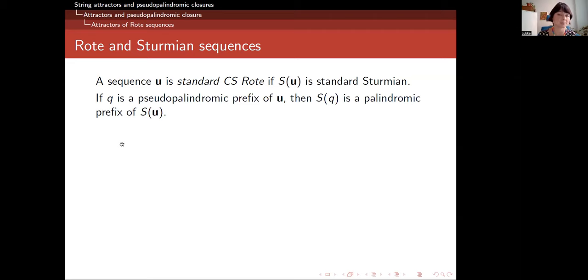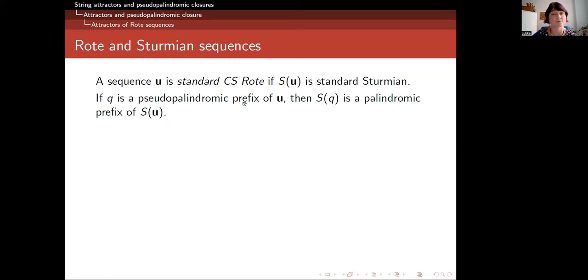Now, knowing this connection between pseudopalindromic prefixes of Rote sequences and palindromic prefixes of S of U, of the corresponding Sturmian sequence, it was quite easy to see that there will be attractors for pseudopalindromic prefixes of size 4. And when I described those attractors, Veronica could check with her program that in fact not all 4 positions were needed, but always just 2 positions of those attractors were needed. So this was the way we could see that probably attractors of size 2 would be sufficient. And indeed, we could then prove that attractors of size 2 are sufficient for pseudopalindromic prefixes of complementary symmetric Rote sequences.